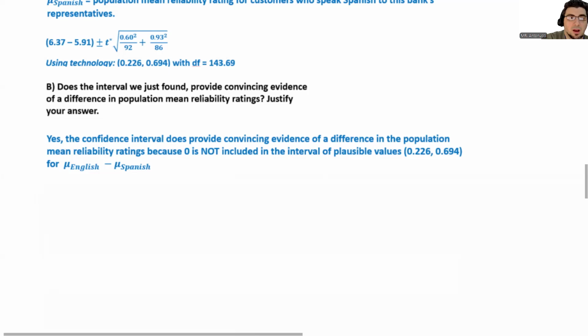With this, researchers selected one random sample that included individuals from both populations of interest, those who speak English and those who speak Spanish to this bank's representatives, and then separated the chosen individuals into two groups accordingly. So you have two groups created from one random sample. So inference procedures for estimating or testing claims about difference in population means are still valid here in this situation, provided that the two groups can be viewed as independent samples from their respective populations of interest.